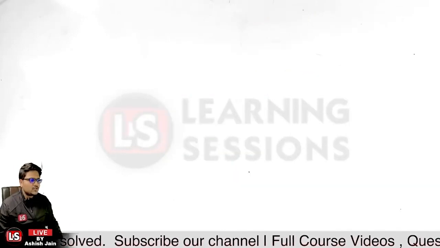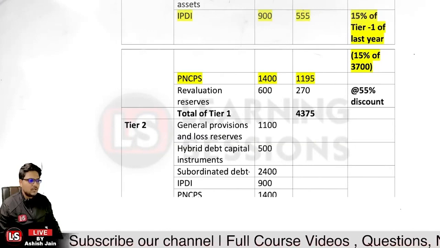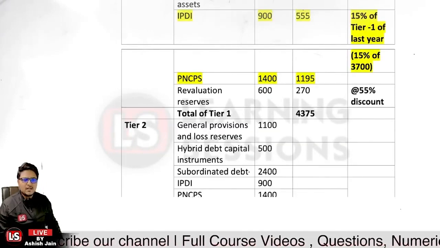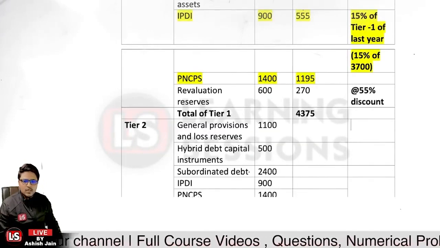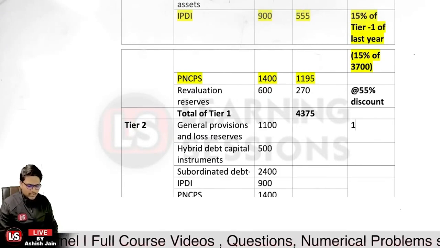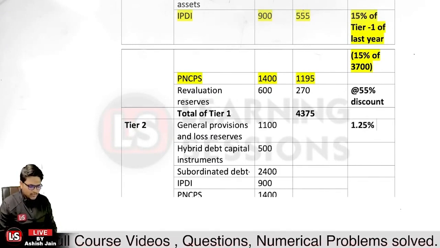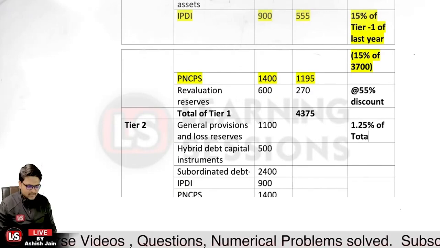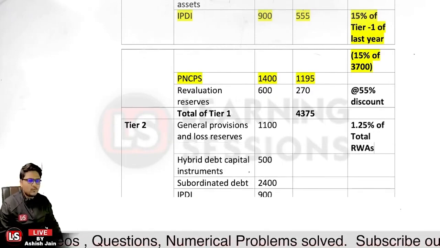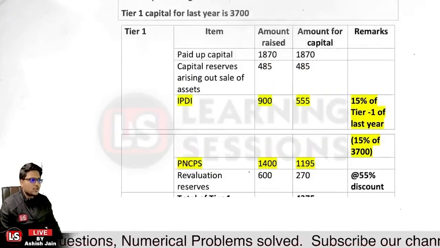General provisions and loss reserves. These are limited to what amount? These are limited to 1.25% of the total risk-weighted assets.